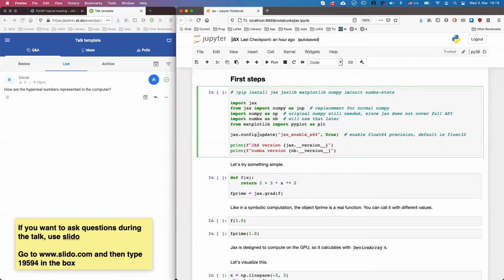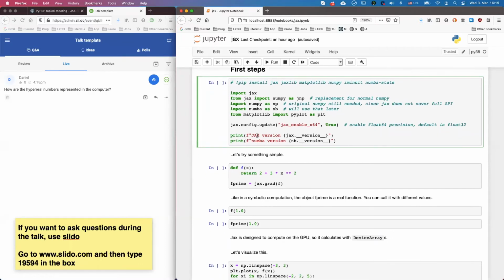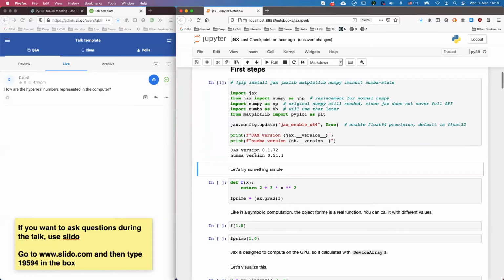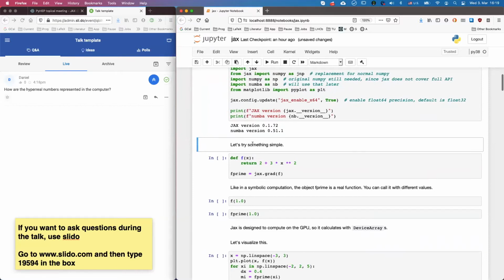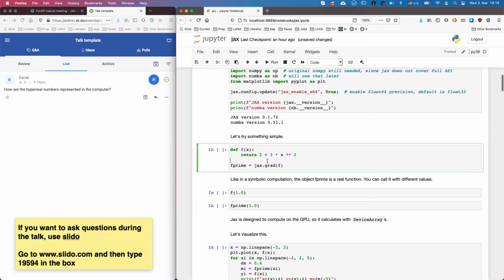If you want to work with double precision, then you also have to explicitly enable this. By default, JAX doesn't do that. It does float precision. And here you can see which JAX versions I have. It's fairly early, but I think the API is still quite stable. We also use NumPy, which is also version 0 point something, but nobody cares.